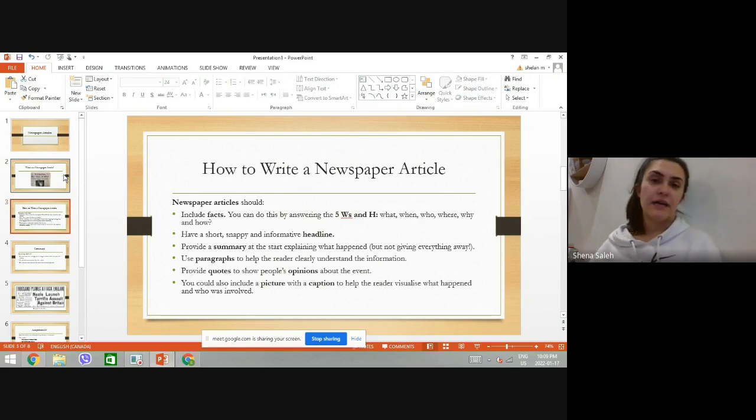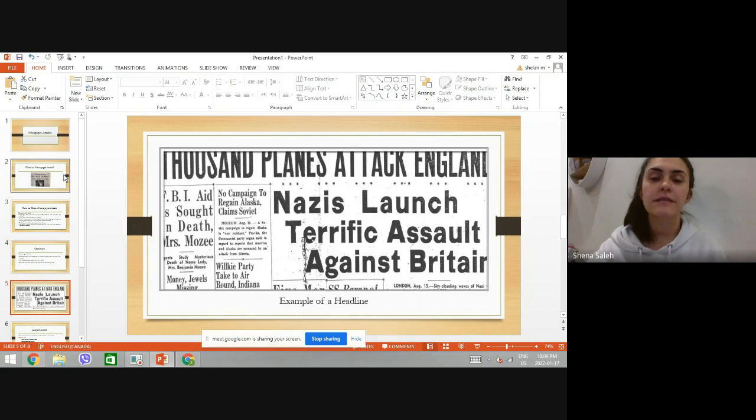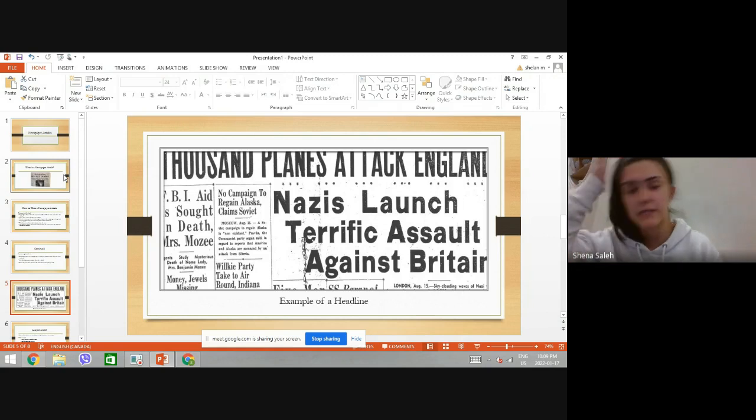Another way to write a newspaper article is to create snappy and informative headlines. So what does it mean by snappy? It should grab the person's attention when reading. For example, we have a headline here: Nazis launched terrific assault against Britain. That is a short, descriptive headline that allows the readers to know what the article is going to be about.